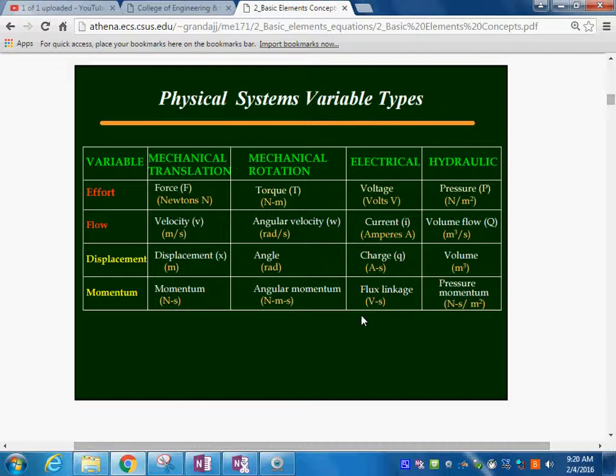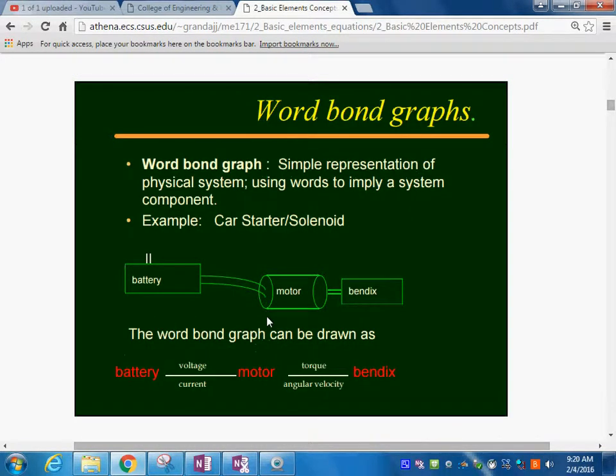That means that we could create models of systems that have hydromechanical components, electrohydraulic components, and electronics and mechanical systems. This is the way we do it in an elementary way. You have the battery, for example, the starting motor, and the Bendix. This is how you start your car.